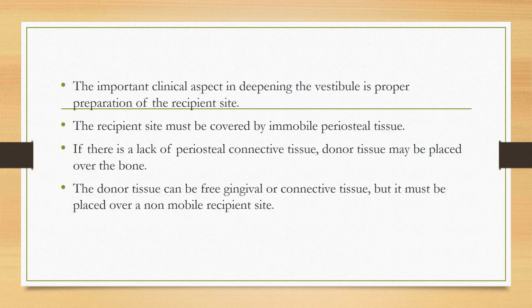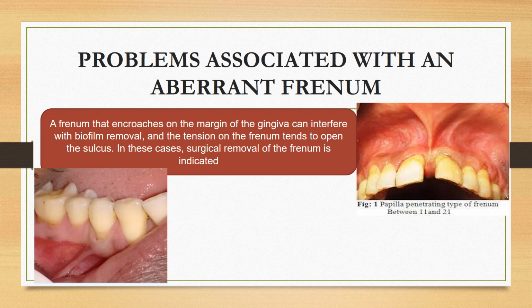So the important clinical aspect in deepening the vestibule is proper preparation of the recipient site. The recipient site must be covered by immobile periosteal tissue. If there is a lack of periosteal connective tissue, donor tissue may be placed over the bone. The donor tissue can be free gingival or connective tissue, and must be placed over a non-mobile recipient.